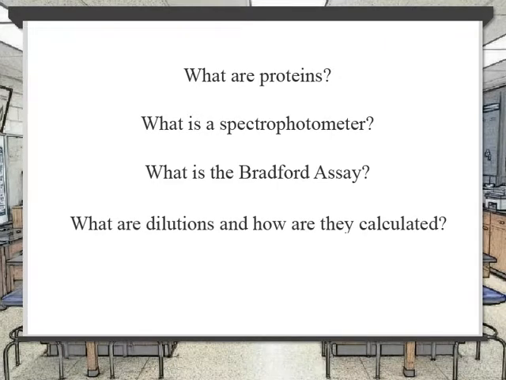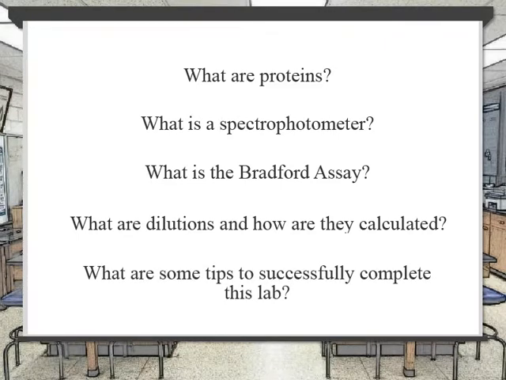We will talk about what dilutions are, both simple and serial dilutions, and how they are calculated. And then lastly, we'll talk about some specific tips that you can use to successfully complete this lab.